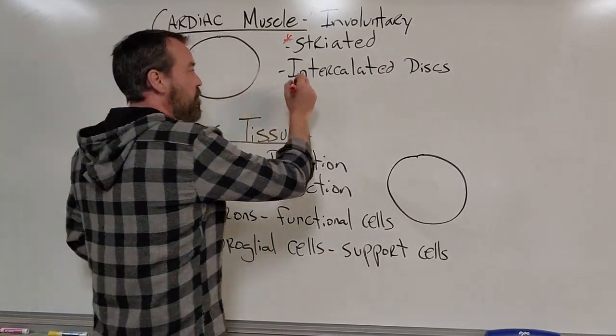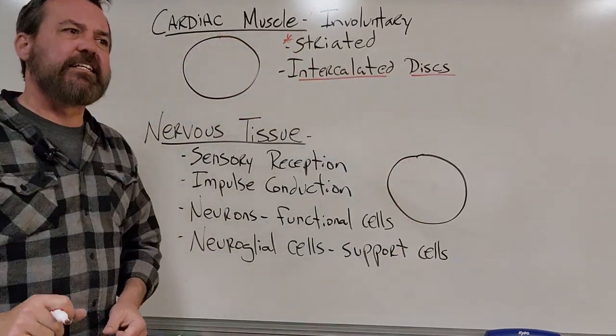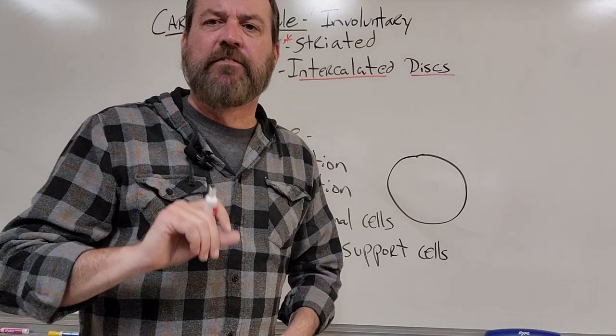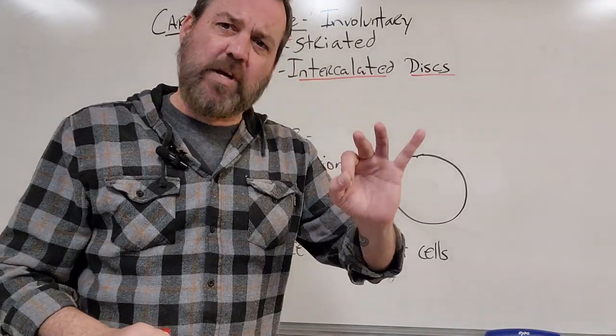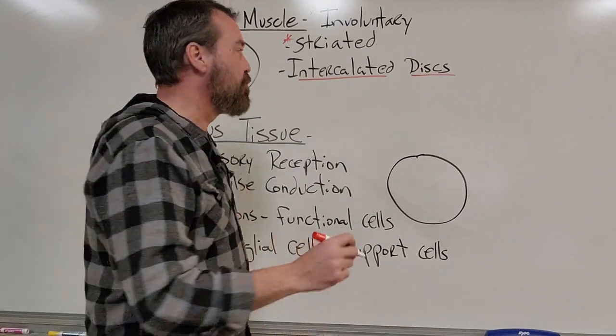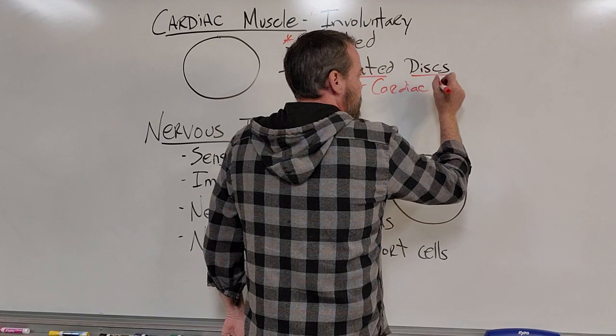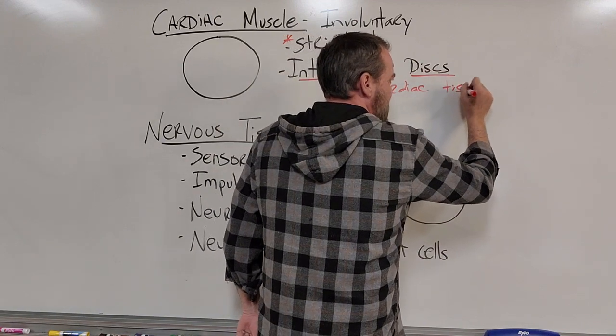And in cardiac muscle, we also have what's known as intercalated discs. So intercalated discs are a new type of intercellular junction. We looked at 3 at the very beginning of this PowerPoint. This is a 4th one that we only associate with cardiac tissue. So make that association, cardiac tissue, intercalated discs.